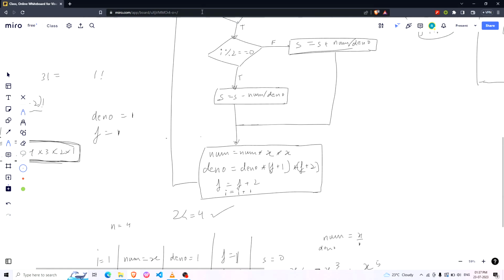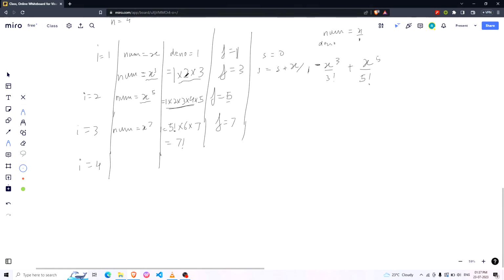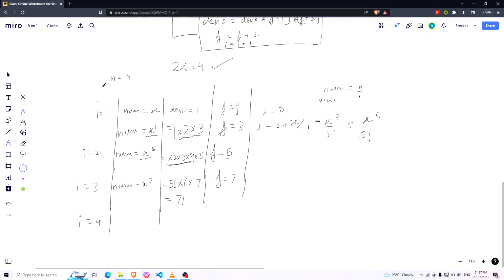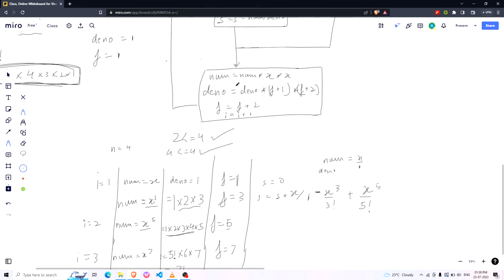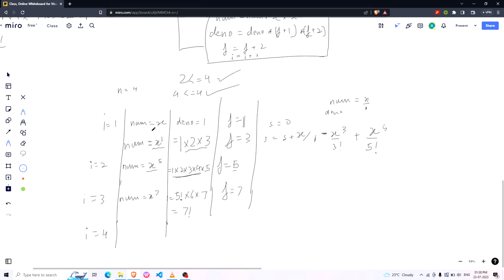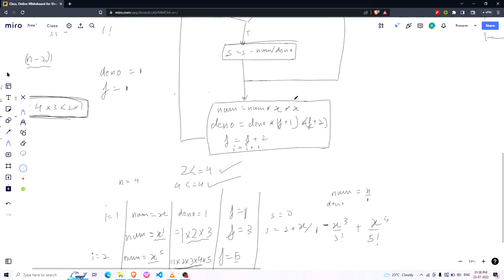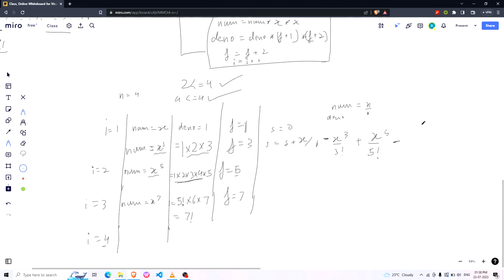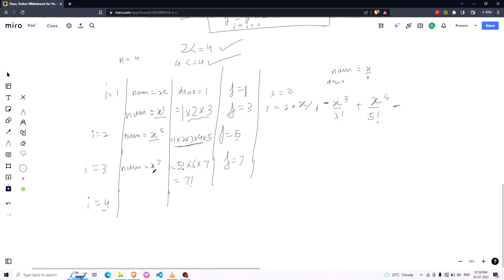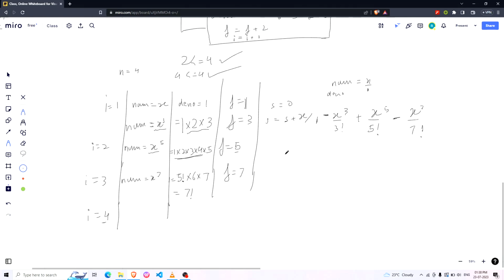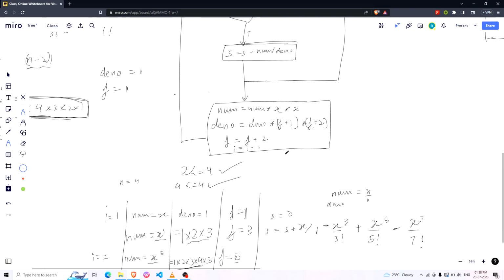Again, we'll come to the beginning of the loop. We'll check whether I is less than equal to n. I is 4 and n is also 4. So 4 is less than equal to 4, which is true. So we'll again come here and check whether I is now divisible by 2 or not, which is true. 4 is divisible by 2. So now this time we will subtract this answer. We'll subtract numerator by denominator. Numerator is right now x to the power 7 and denominator is 7 factorial, right? So this is what will happen.